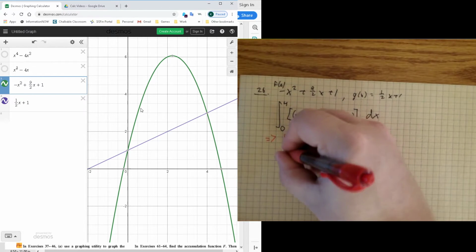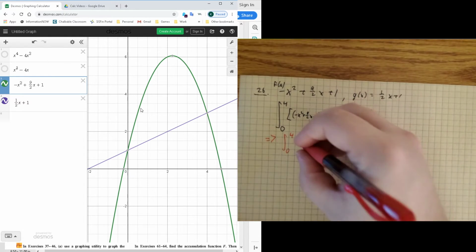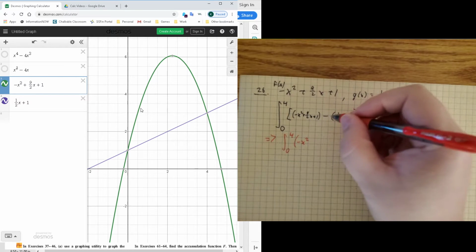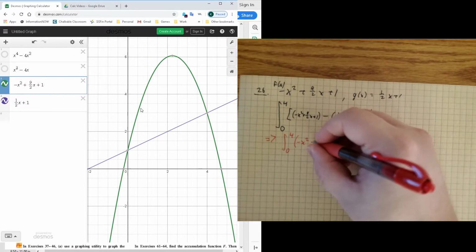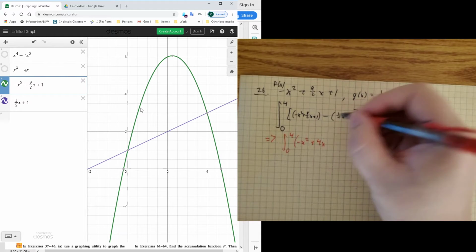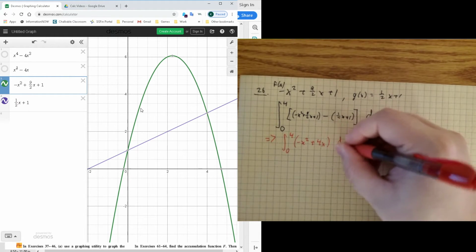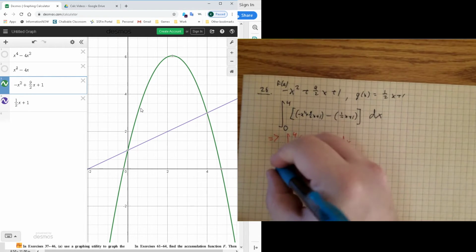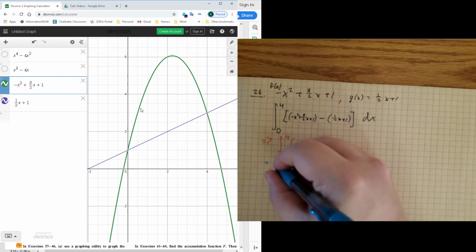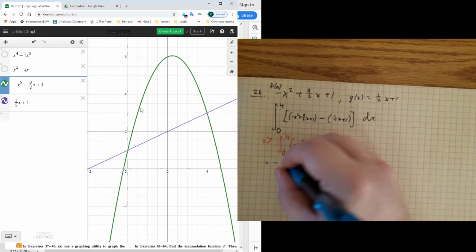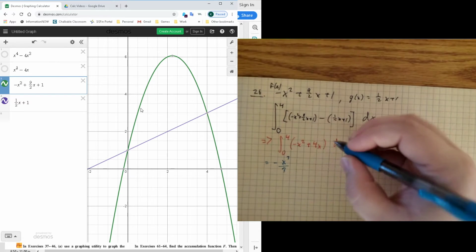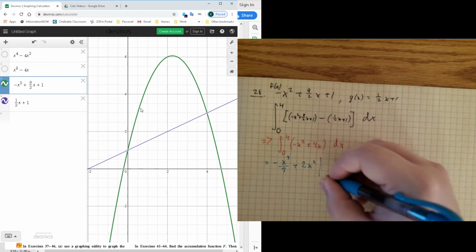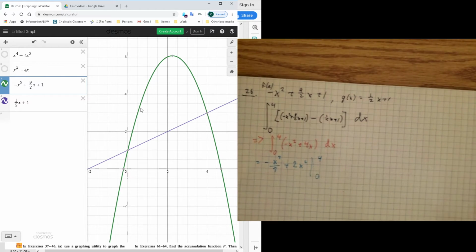So this becomes the integral between 0 and 4. Negative x squared is negative x squared. 9/2 x minus 1/2 x would become 8/2 or 4x. Positive 1 minus positive 1 would become a 0. And you end up with this equation, which is much nicer. Always simplify first if you can. From here, I can now integrate. So negative x squared becomes negative x cubed over 3. 4x becomes 2x squared, evaluated between 0 and 4.